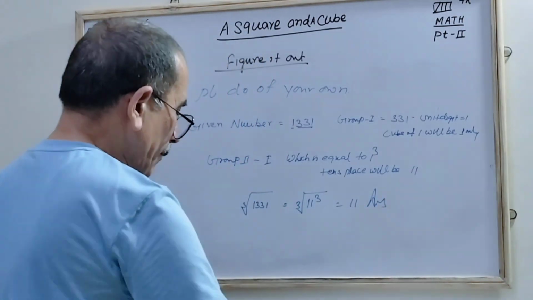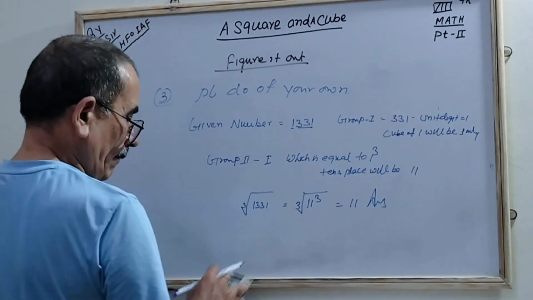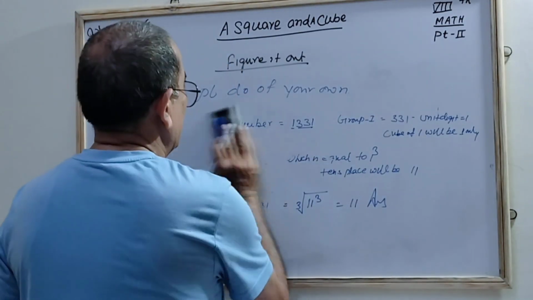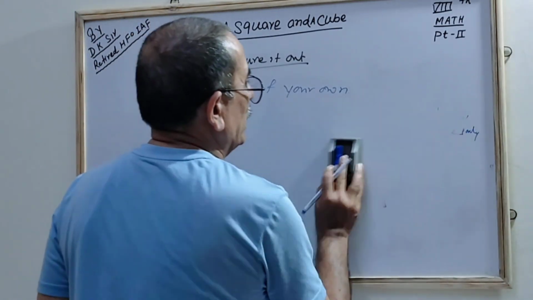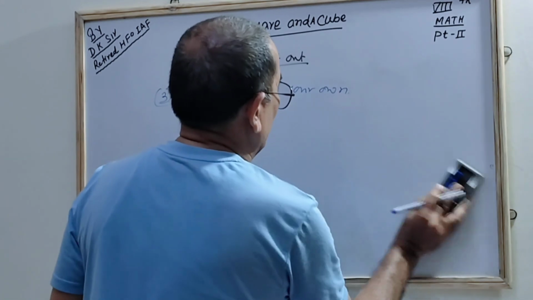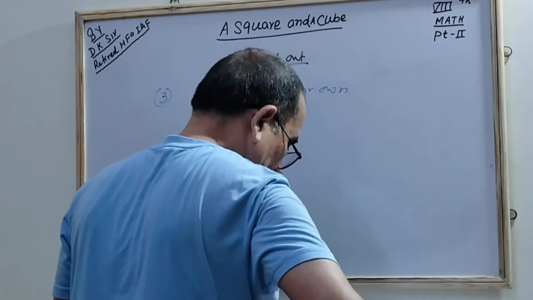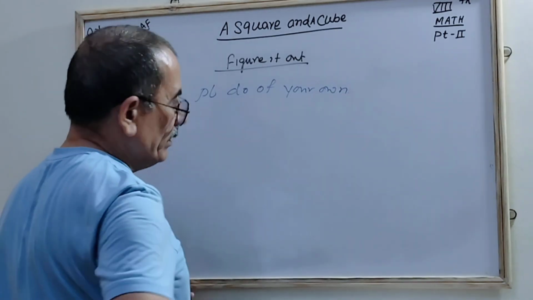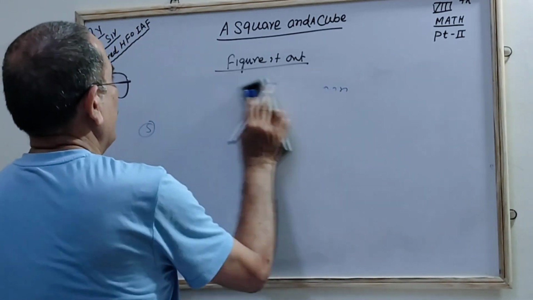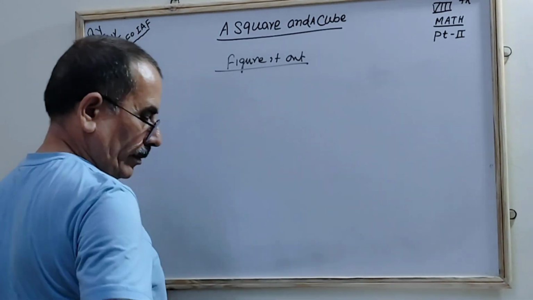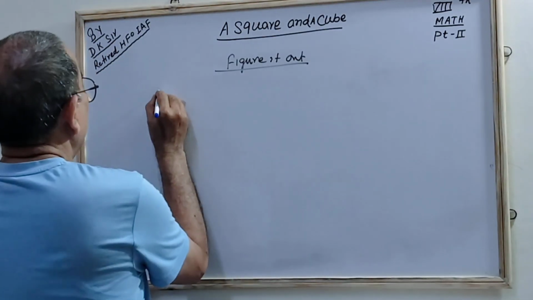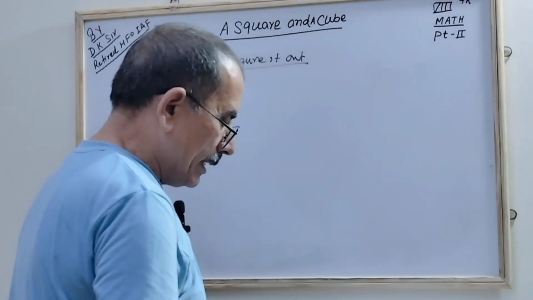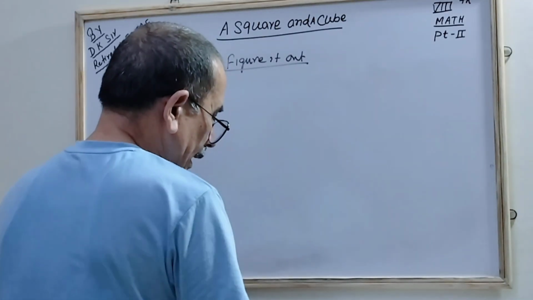These are the 2 examples I have given. Next we will see. The fourth, the 2 questions we have seen. We will see the last question of your exercise, the figure it out, which is the 5th. What is that 5th? The 5th is given.